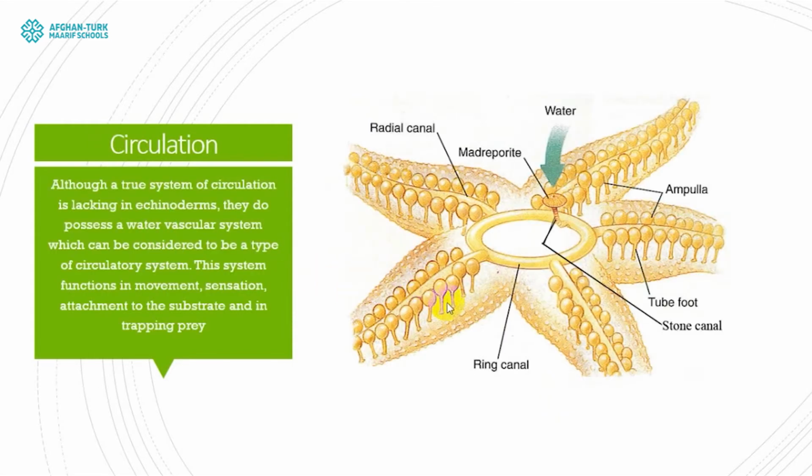About their circulation, we can say that they got a water circulatory system, with a structure like the madreporite by which they are getting water. Water is flowing all over their body and carrying everything which is required. So they got a water vascular system, which is also a kind of circulatory system, and this system's function is to help with movement, and it can give them sensations and attachment to the substrate that they want to prey on.